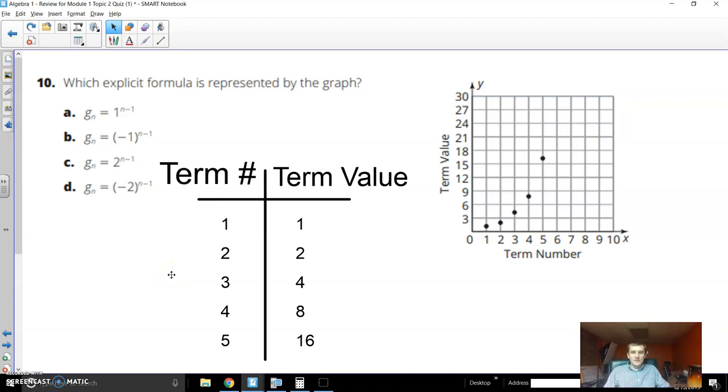Yo, Algebra 1. So we had a few multiple choice questions on the back of today's work, so I thought I'd make a quick video now that I'm home from parent night to give you an idea of what you're looking at. Which explicit formula is represented by the graph?